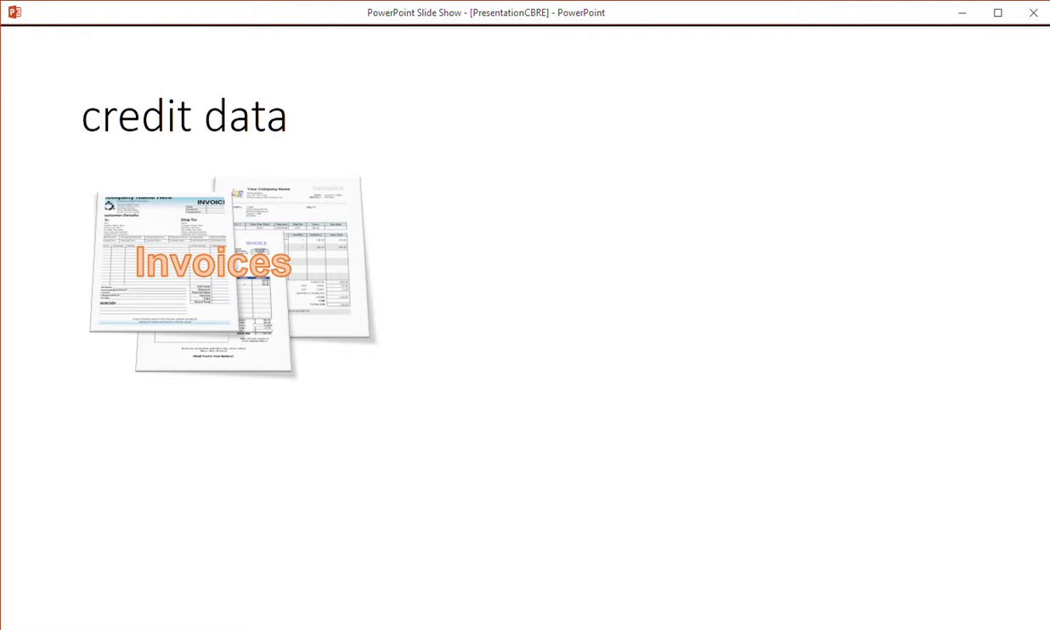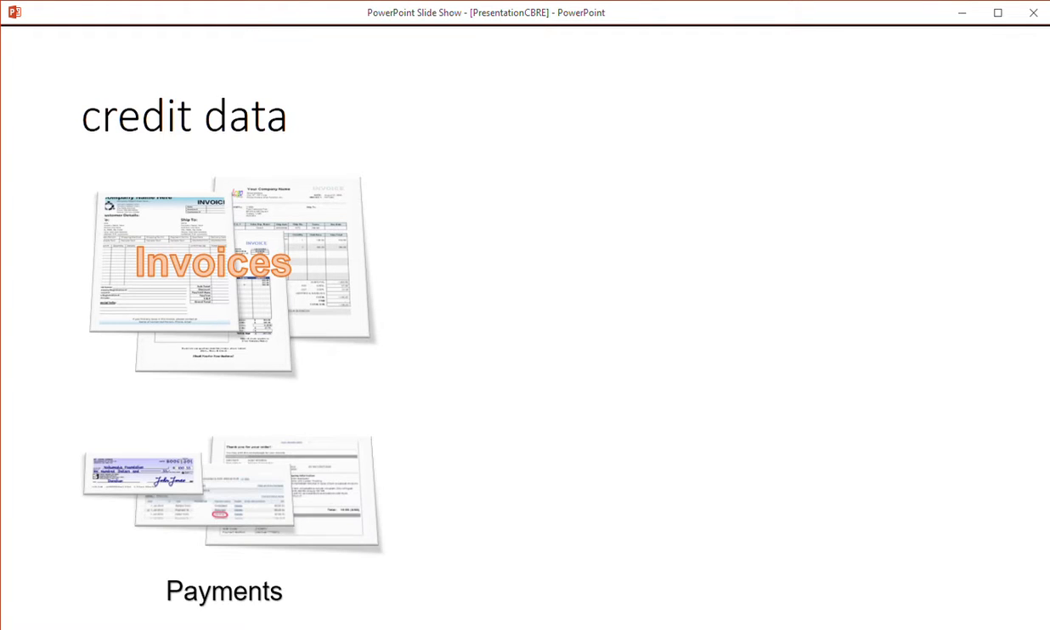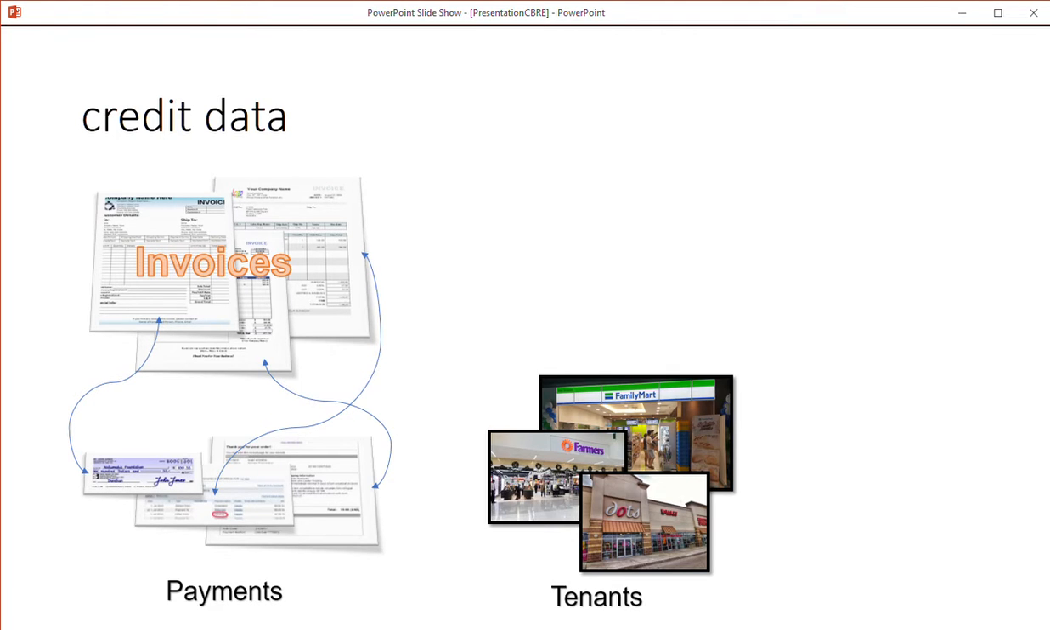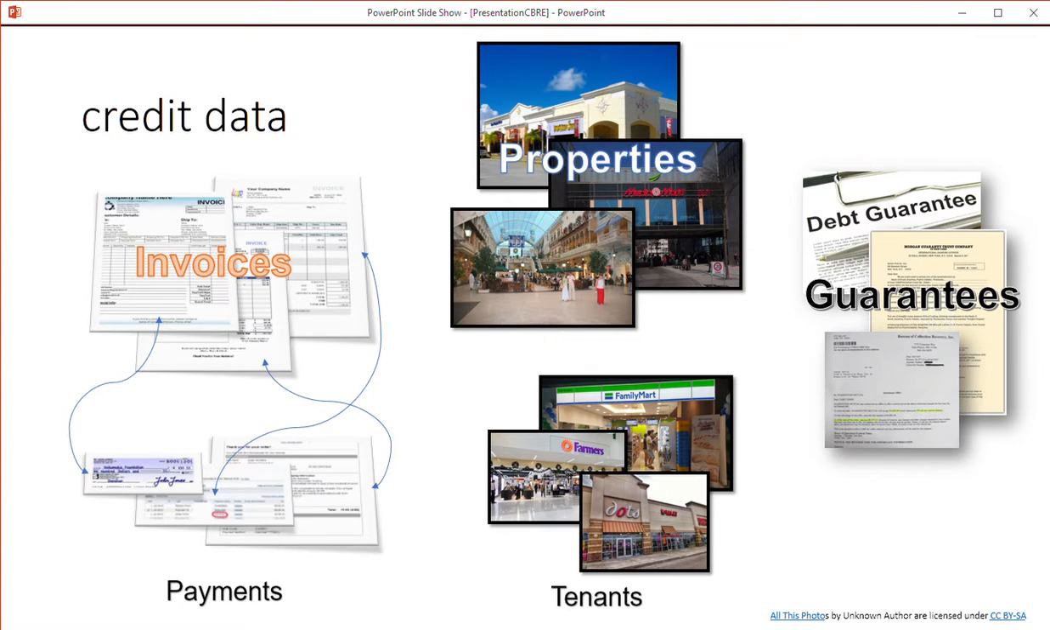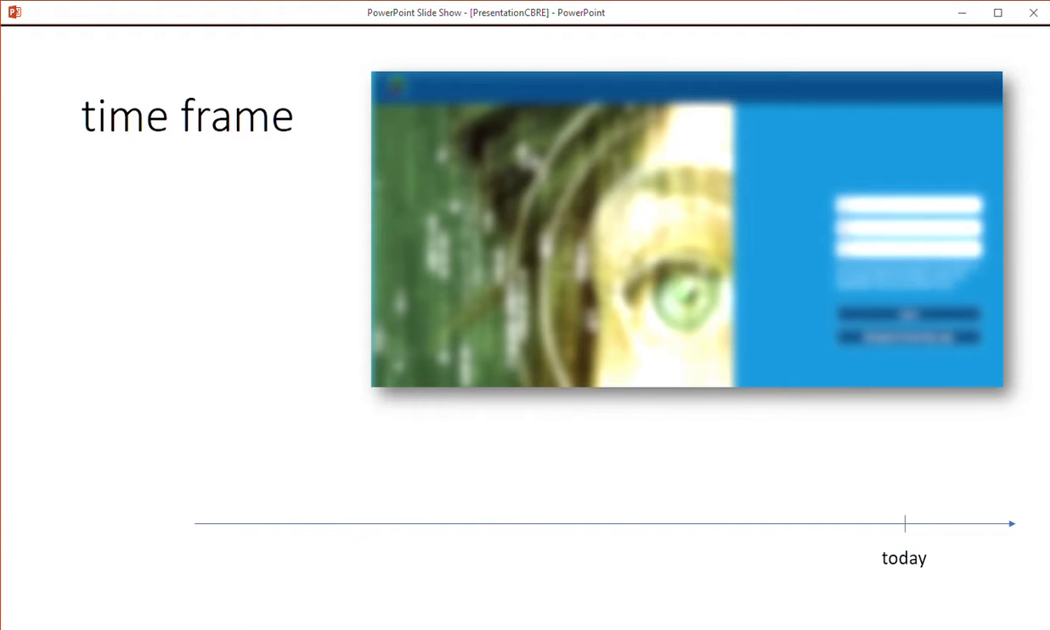Data involved in our project are, of course, invoices, payments, the cash allocation, so the relation with payments, then the tenant's profile, some information about tenants, the property itself, and also guarantees, the debt guarantee that the tenants give to the company to guarantee their debt.